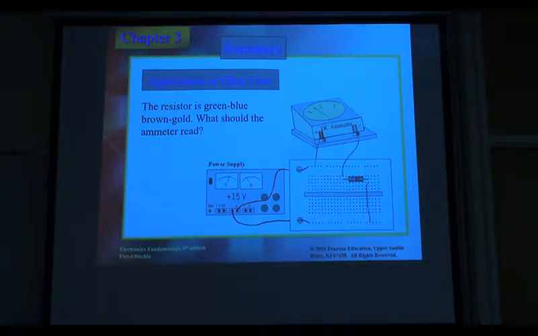Now we have an example here. Application of Ohm's law. The resistor is green, blue, brown, and gold. What should the ammeter read? So look at this. This is the current source. This is the voltage source. The voltage source provides the positive connect to here.